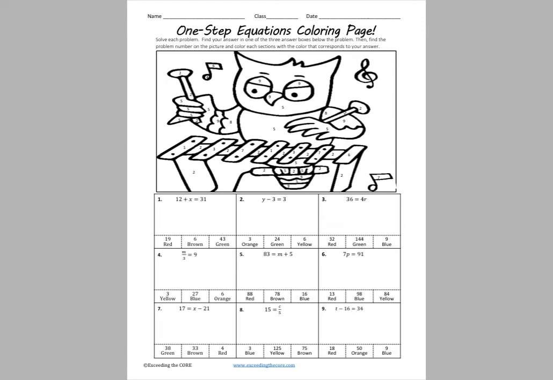Okay, here's our last page for the day. So this is the one-step equations coloring page. I wanted to make it a little fun for you. So hopefully you have your colored pencils, crayons, markers, whatever you have at home. Make sure you have those out.